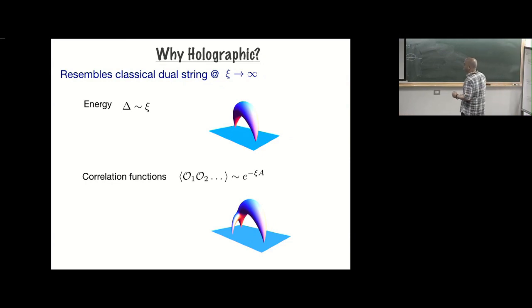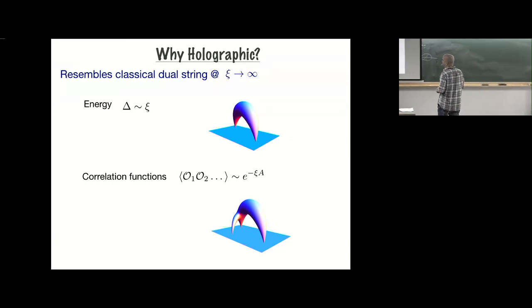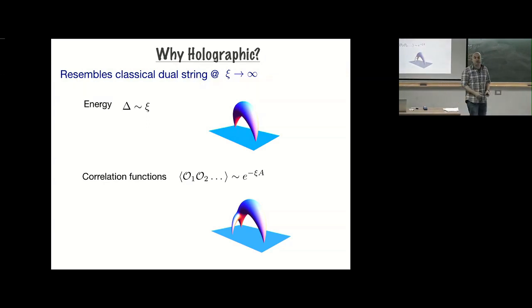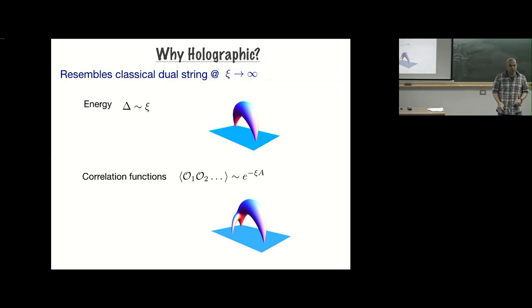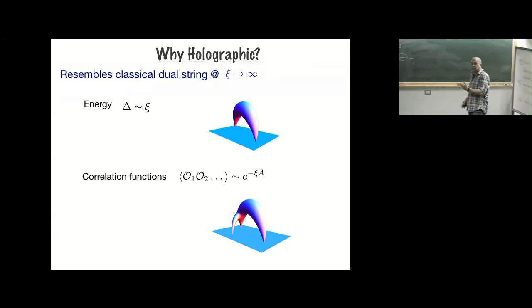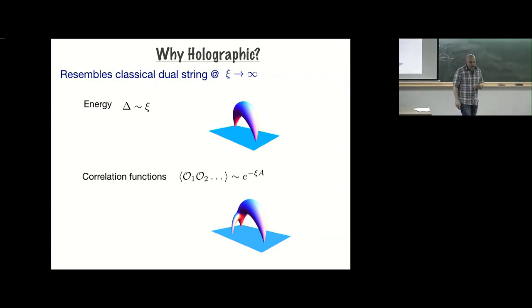And similarly, the three-point function scales like an exponent of minus the square root of the 't Hooft coupling, times some function of the conformal cross ratios. So this is exactly how you expect holography to emerge at strong coupling. Given that, suppose the model is indeed holographic, how do we expect its holographic description to look?